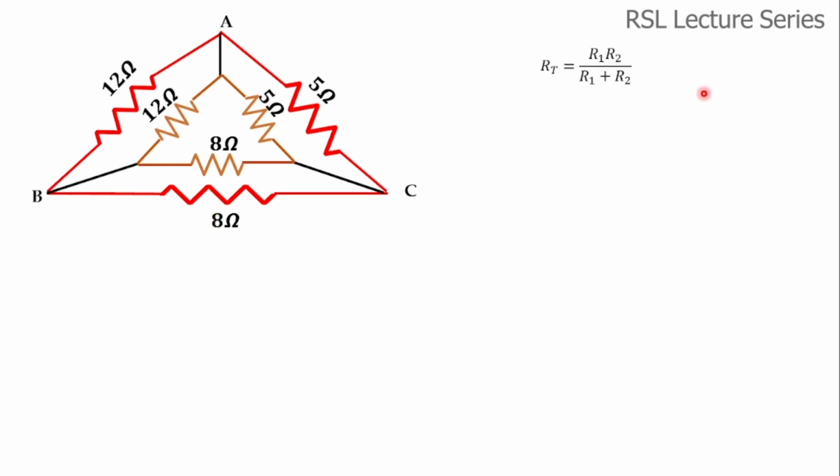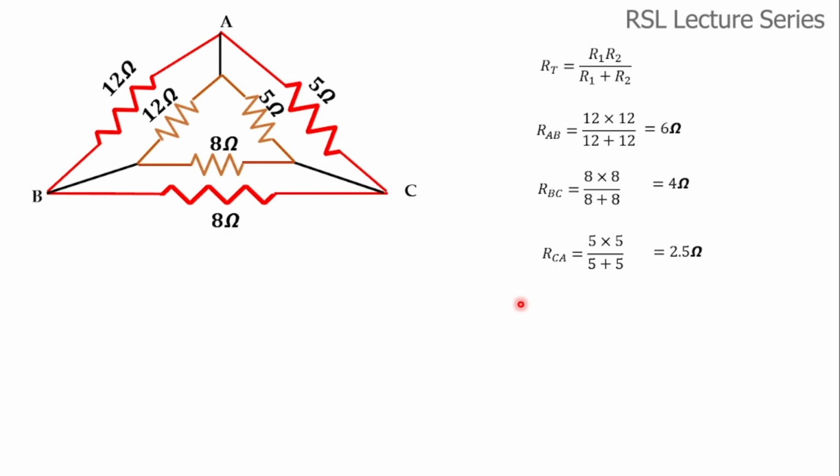In the case of a parallel circuit, if two resistors are connected in parallel, the total resistance is given by R1 R2 divided by R1 plus R2. We can apply the same formula over here for finding RAB, that is 12 into 12 divided by 12 plus 12. On simplification, it will be equal to 6 ohms. Similarly, RBC is 8 into 8 divided by 8 plus 8, that is equal to 4 ohms. And then RCA, here we have two 5 ohm resistors. So 5 into 5 divided by 5 plus 5, that is equal to 2.5.